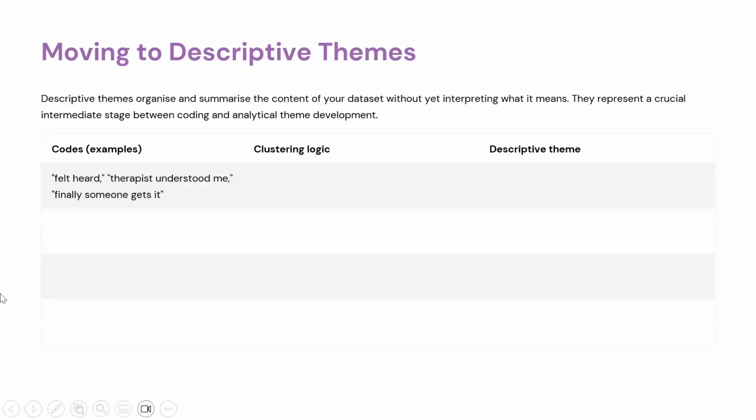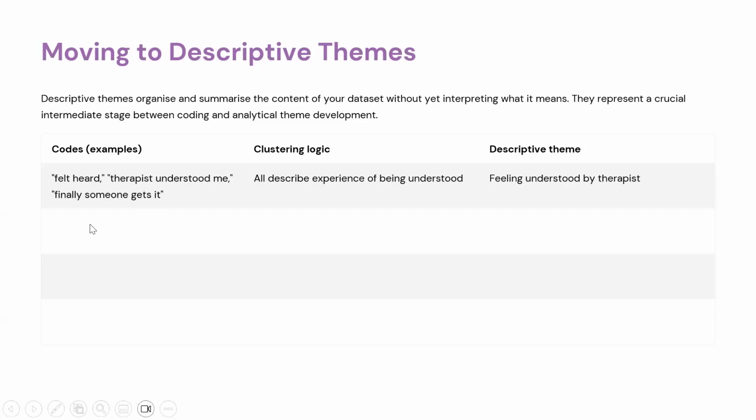if we wanted to code some papers that we were looking at, we may use terms such as the person felt heard, the therapist understood me, and someone finally gets it. How would this then be clustered logically? We could say potentially that all describe experiences of being understood. And then what would be the descriptive theme that would emerge from that? Feeling understood by the therapist.